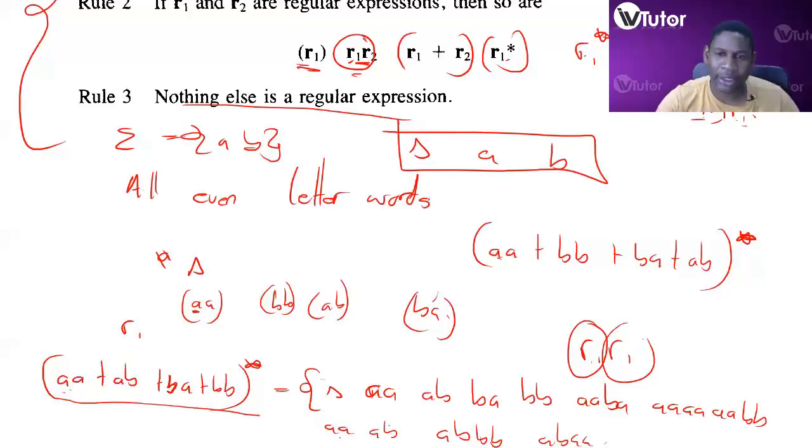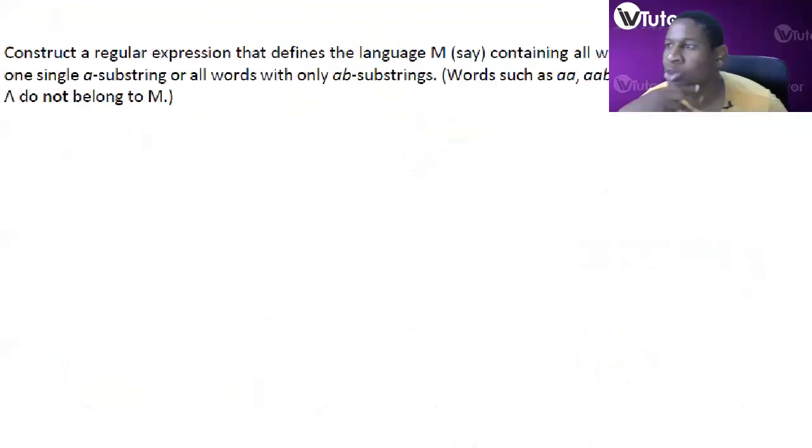All right, let's look at some regular expressions. Some of these questions are coming from assignment 2. Here they say construct a regular expression that defines the language M. Stop me when you feel that I'm moving too fast or there's something you don't understand. Construct a regular expression that defines the language M, containing all words with either exactly one single A substring or all words with only AB substrings.